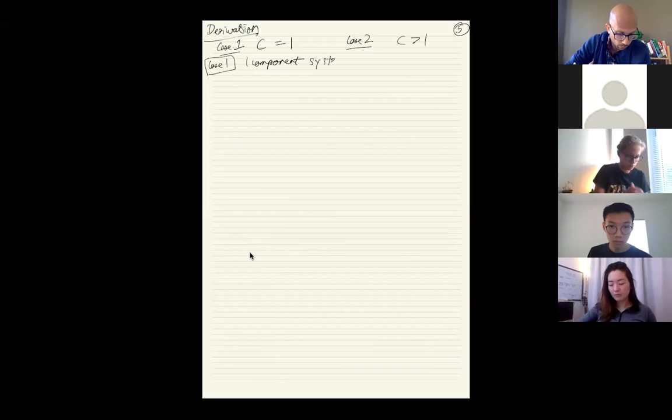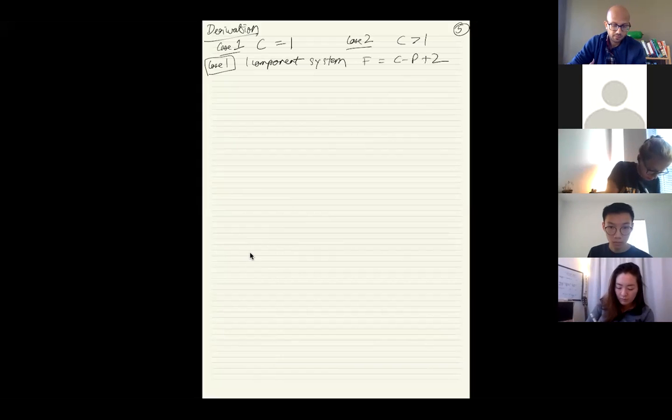In a one component system, we want to show F is equal to C minus P plus 2. But we have set C is equal to 1. So we want to show F is equal to 3 minus P. That's what we would like to show over here. How do we do that?